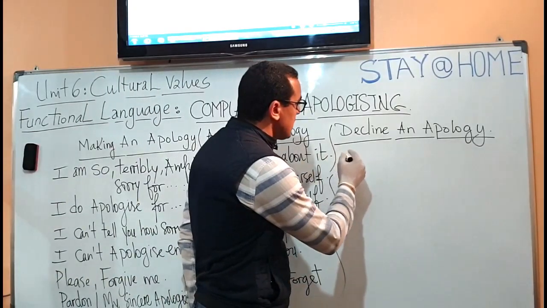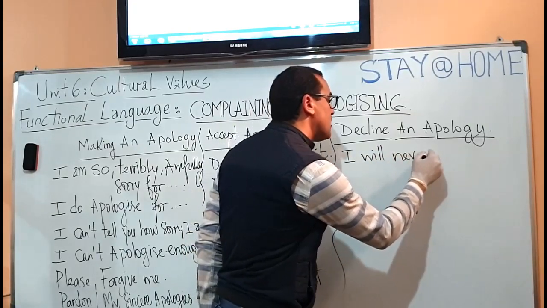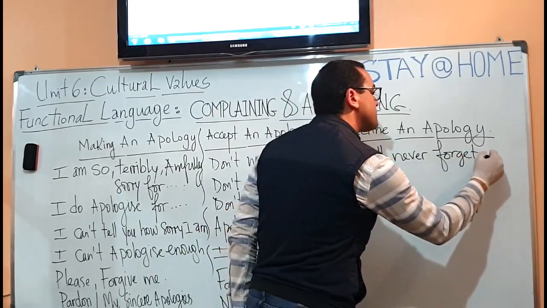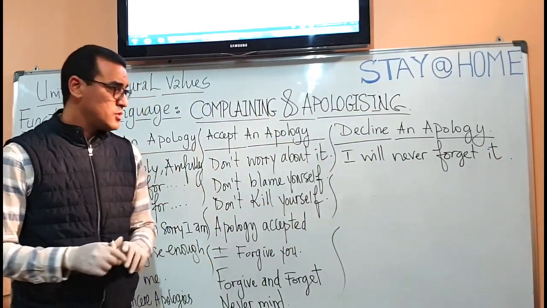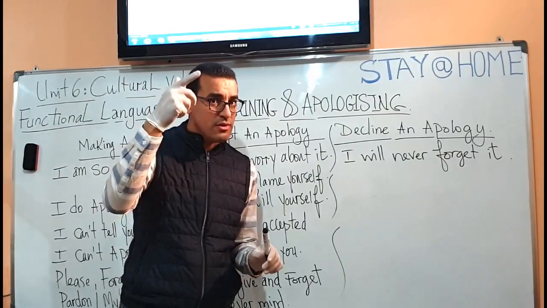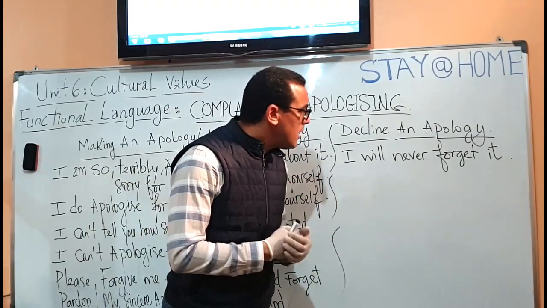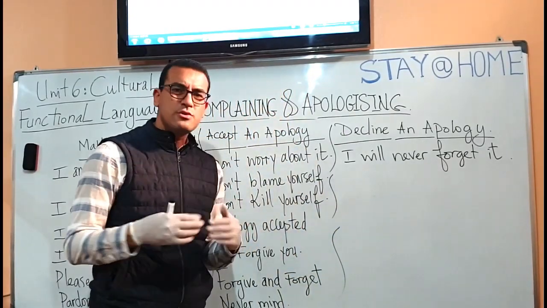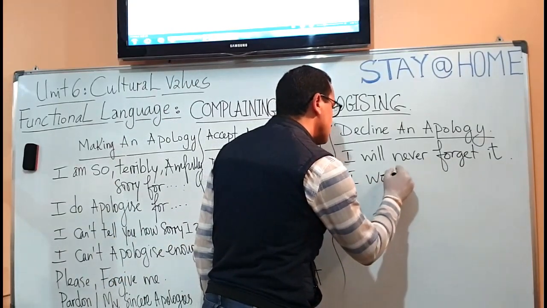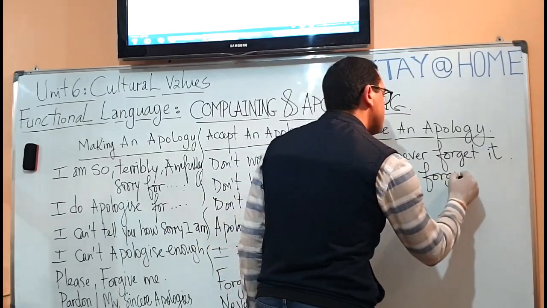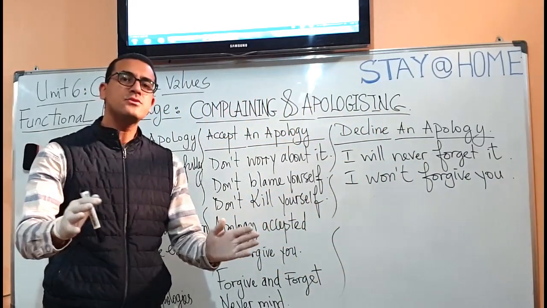Okay, so we can simply say, I will never forget it. I will never forget it. I will always remember what you said and what you did. Okay? It means you are being somehow a very angry person and you don't want to tolerate that mistake. I won't forgive you. I will not forgive you.